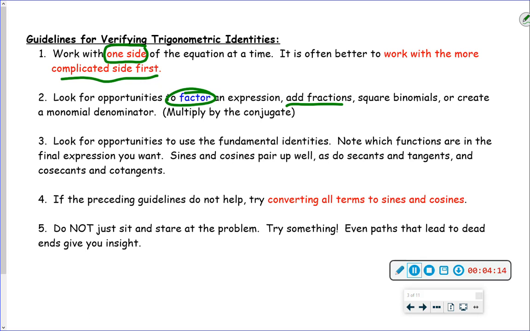Number 4, here's the pro tip. I've been mentioning this since day 1. If you're stuck, put everything in terms of sine and cosine. But the key is you can't just sit here and stare at the problem. You have to try something.